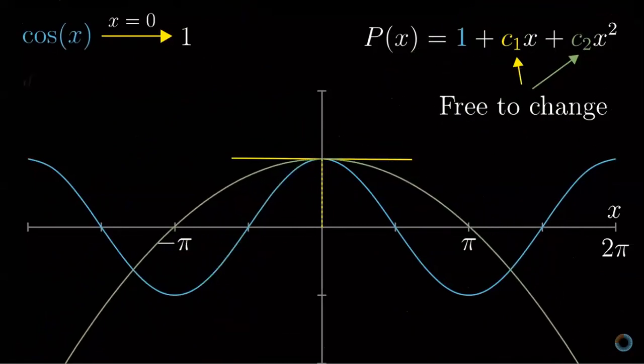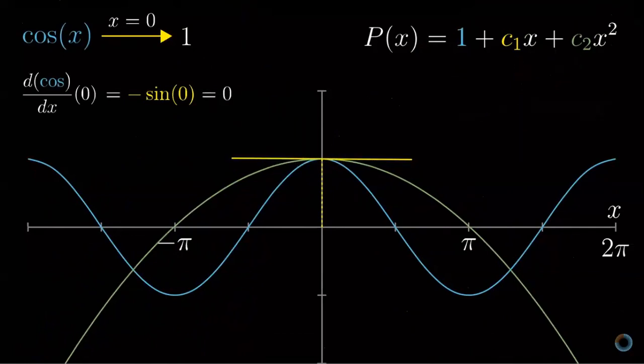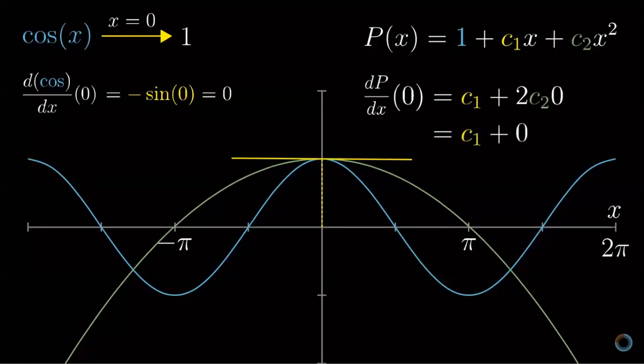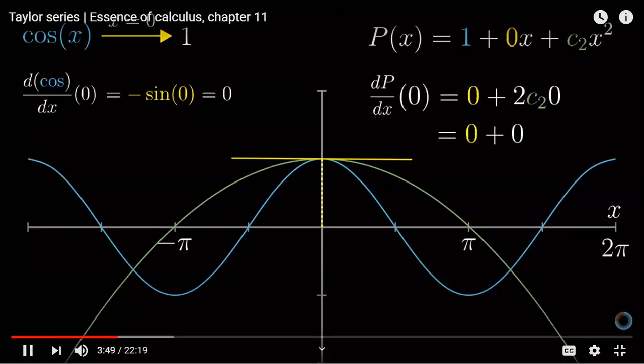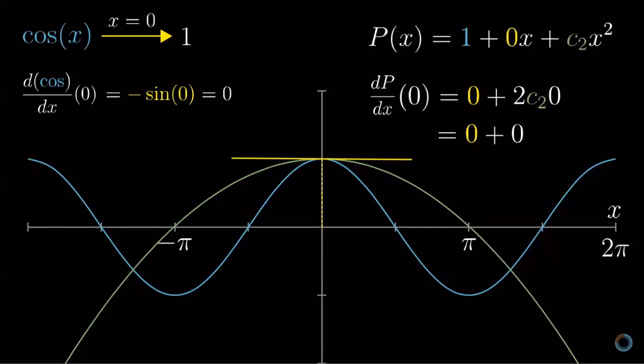The derivative of cosine is negative sine, and at x equals 0, that equals 0, meaning the tangent line is perfectly flat. On the other hand, when you work out the derivative of our quadratic, you get c1 plus 2 times c2 times x. At x equals 0, this just equals whatever we choose for c1. So this constant c1 has complete control over the derivative of our approximation around x equals 0. Setting it equal to 0 ensures that our approximation also has a flat tangent line at this point.